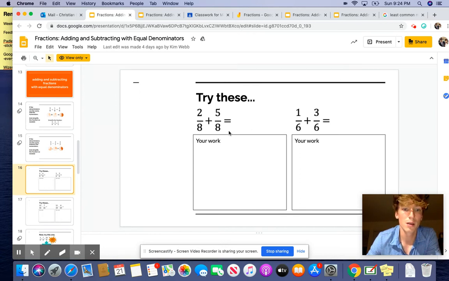So when we're adding, we keep the bottom the same. So it's going to be 8. And we add the tops. So 2 plus 5 is 7. So it should be 7 over 8 right here. This one, we keep the bottoms. Remember, bottom stays the same. You add the tops. So 1 plus 3 is 4. So it should be 4 over 6 right here.